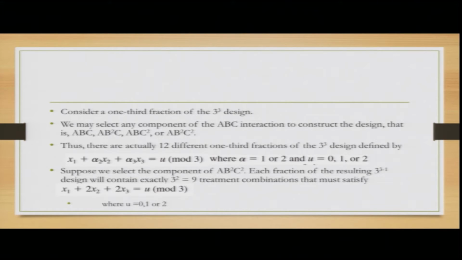Suppose we select the component of AB²C², each fraction of the resulting 3^(3-1) design will contain 9 treatment combinations, thus must satisfy the equation x1 + 2x2 + 2x3 = u, and that is at the mod 3 level.